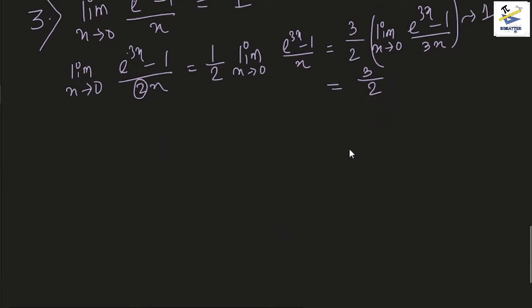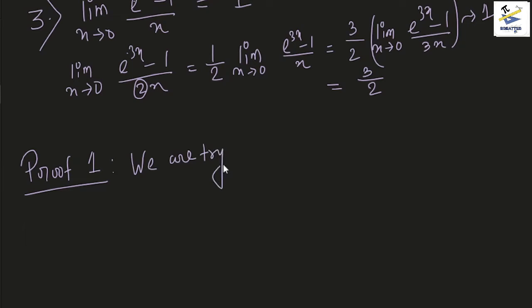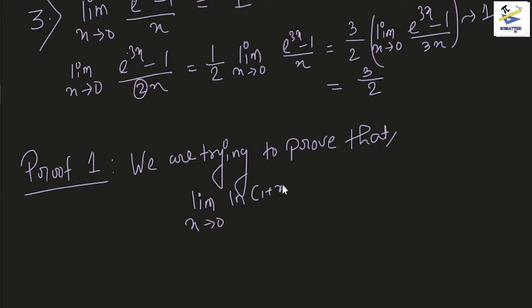Now it's time to prove two of these things. So proof 1. We are trying to prove that limit x tends to 0, ln of 1 plus x by x is equal to 1.